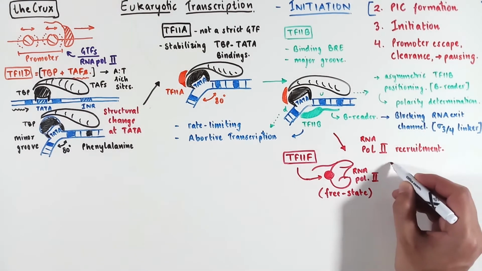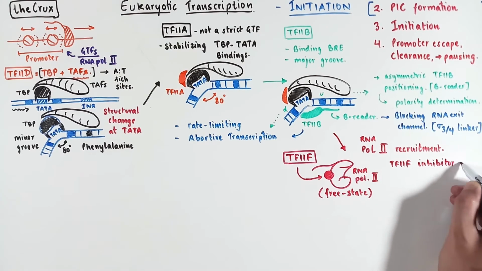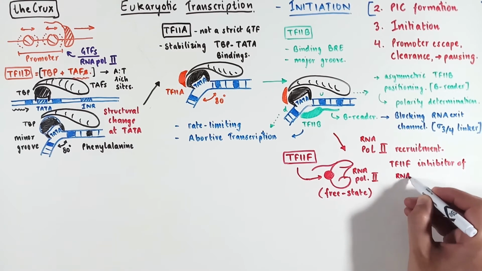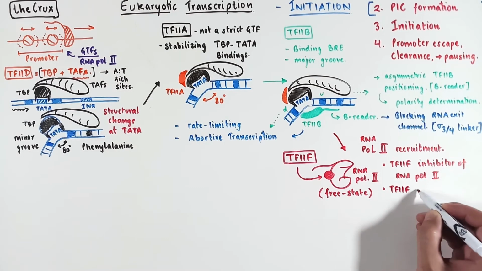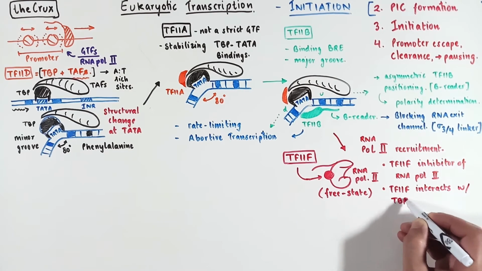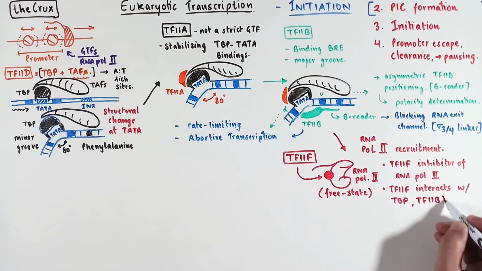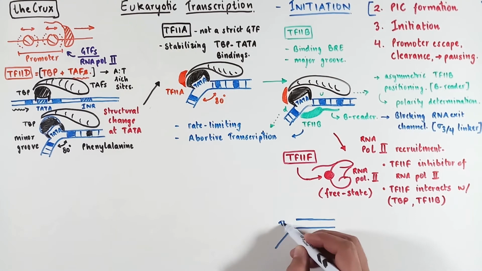The paradoxical thing about TF2F is that in its free state, it really acts as an inhibitor to the RNA polymerase binding, preventing it from binding the DNA. But once TF2F binds TF2B and TBP or TF2D in the complex, it can bind there and bring RNA polymerase with itself, so it no longer acts as an inhibitor in that sense.